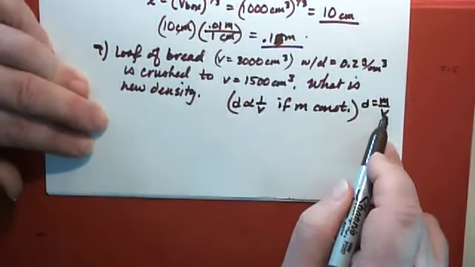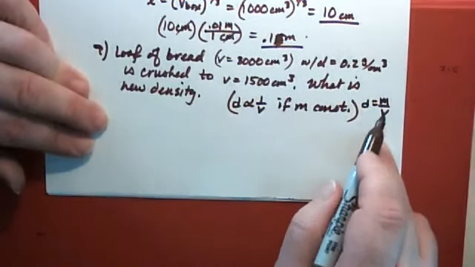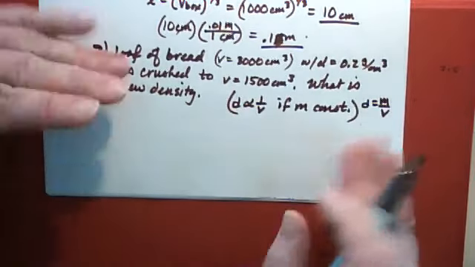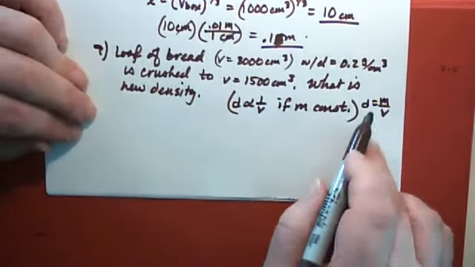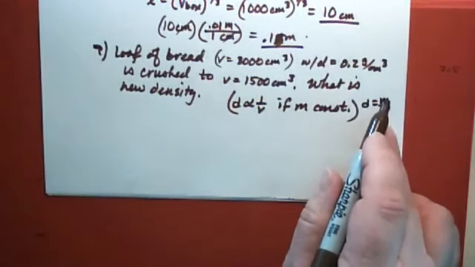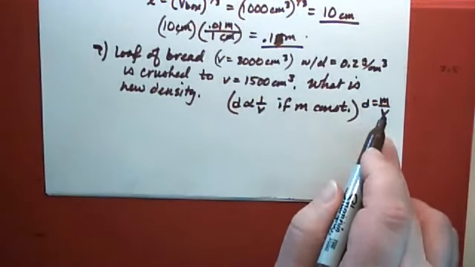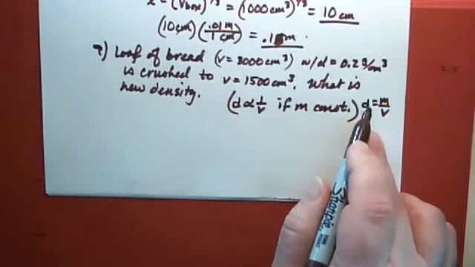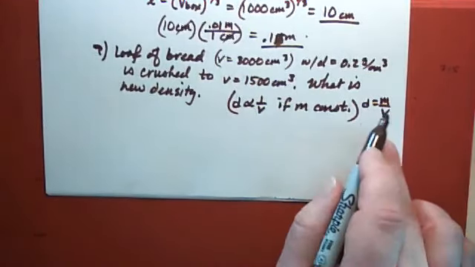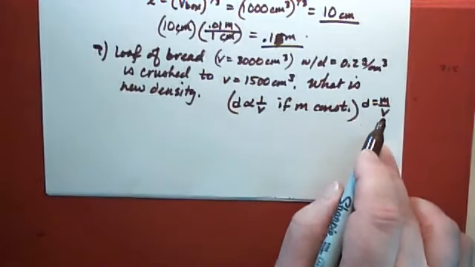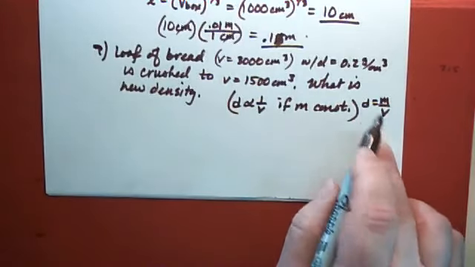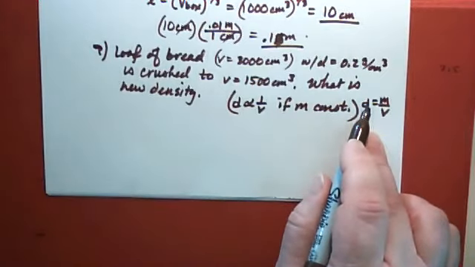D equals M over V. If you hold mass constant, then volume and density will change by the same factor, but in the opposite direction. If you double the volume, you cut the density in half because it's the same mass divided by a number that's twice as big. That gives you a result that's only half as big, and vice versa. If you cut the volume in half while keeping the mass the same, then you're dividing by a smaller number and the result is a bigger number.